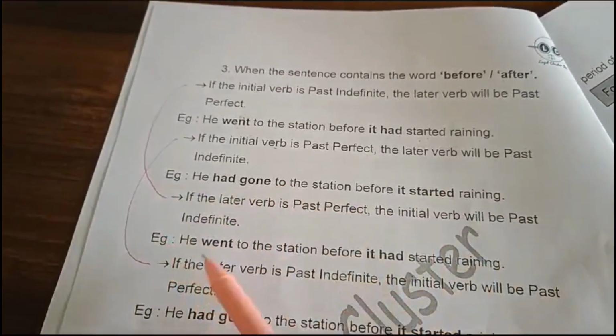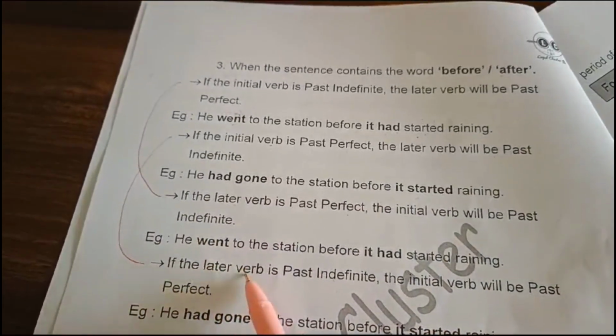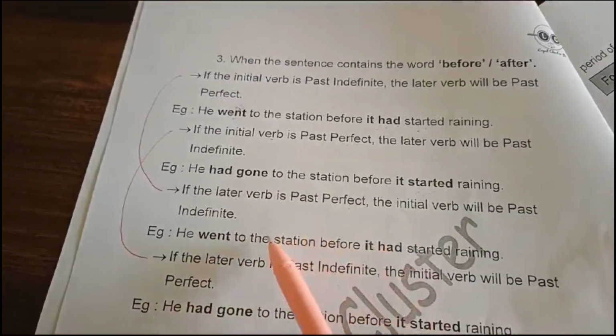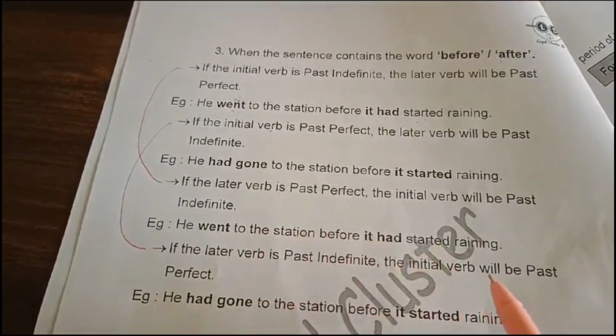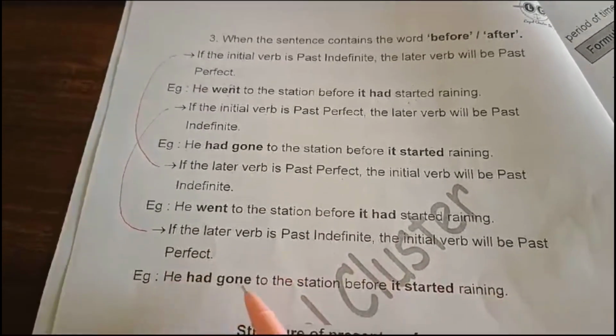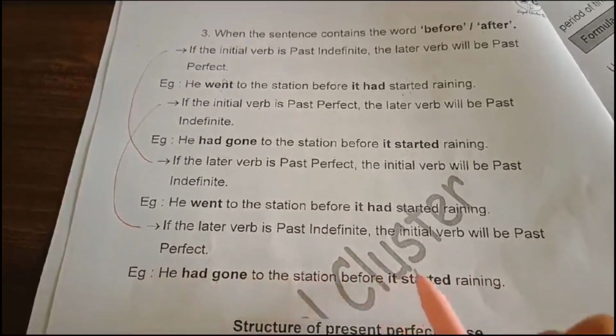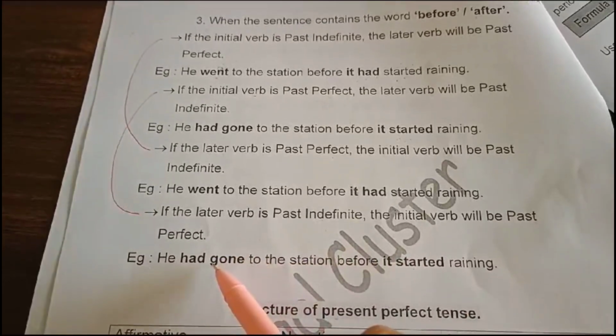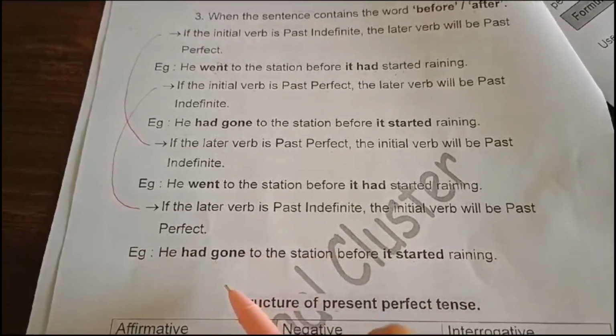And the same thing here, if the later verb is past indefinite, then the initial verb will be past perfect. The later verb is past indefinite, the initial verb is again past perfect.